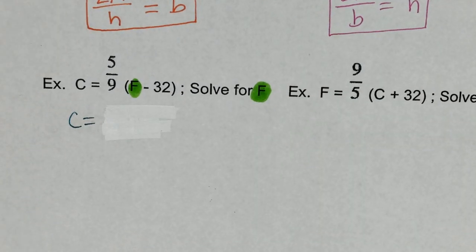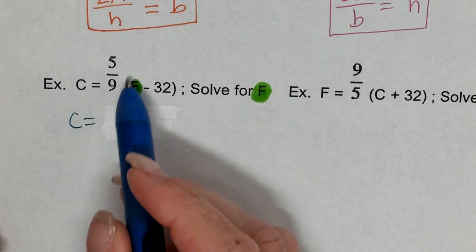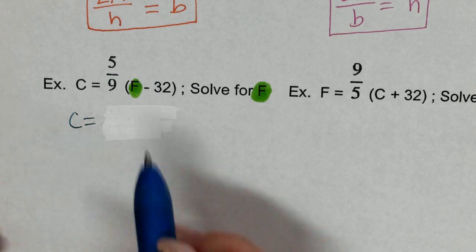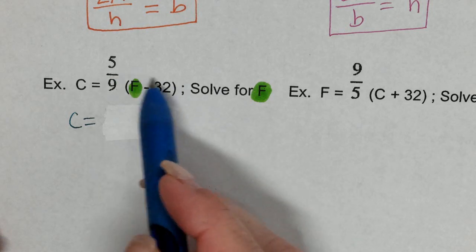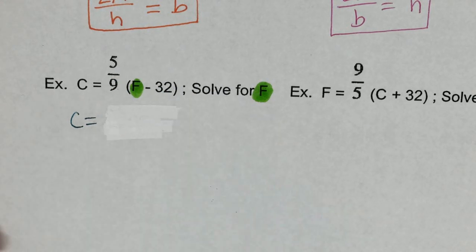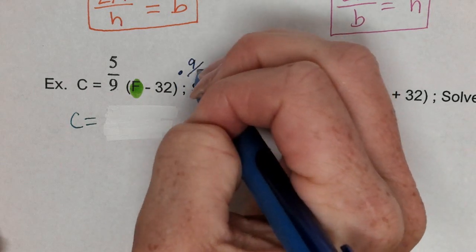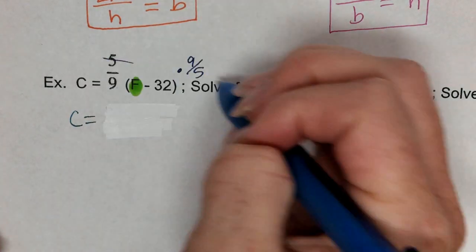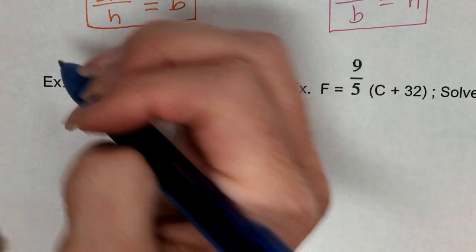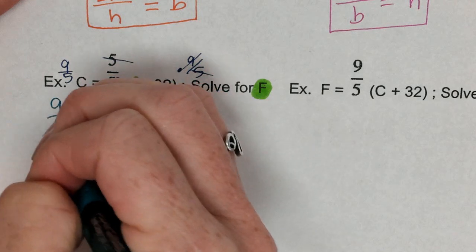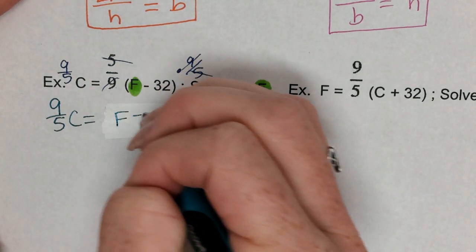I don't need to do distributive property first. What am I solving for? So this whole side is being multiplied by 5/9, isn't it? So can I get rid of the 5/9? Since the whole thing is being multiplied by that, can I divide by 5/9? Which is the same as multiplying by its reciprocal, right? So I can multiply by 9/5, and that will cancel the 5 and the 9 out. And I will multiply the left by 9/5. So I end up with 9/5 C equals F minus 32.